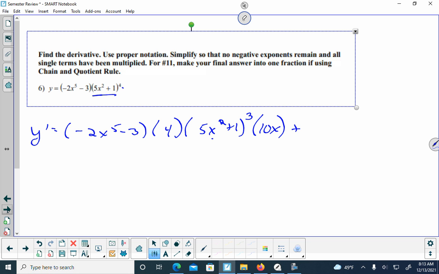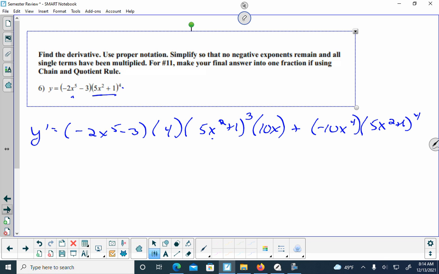Plus, now I'm taking the derivative of this guy, so 5 times -2 will be -10x to the 4th, because I have to reduce that power by 1. Derivative of -3 is 0, and then I'm going to leave this 5x squared plus 1 to the 4th alone.